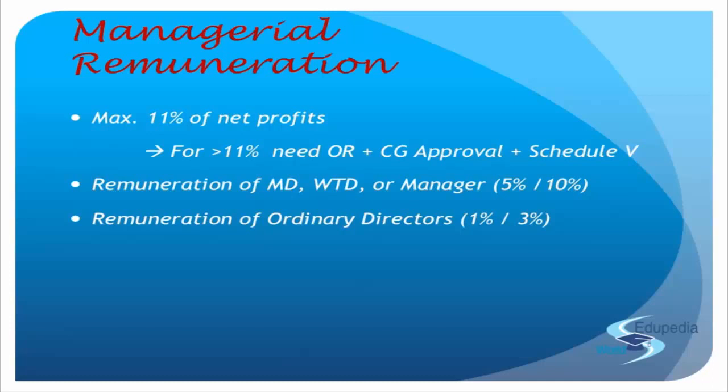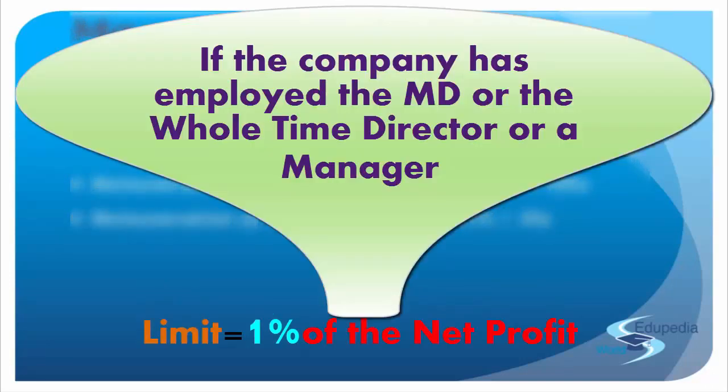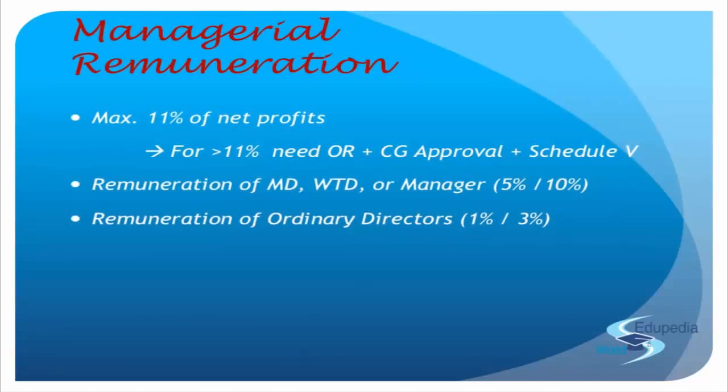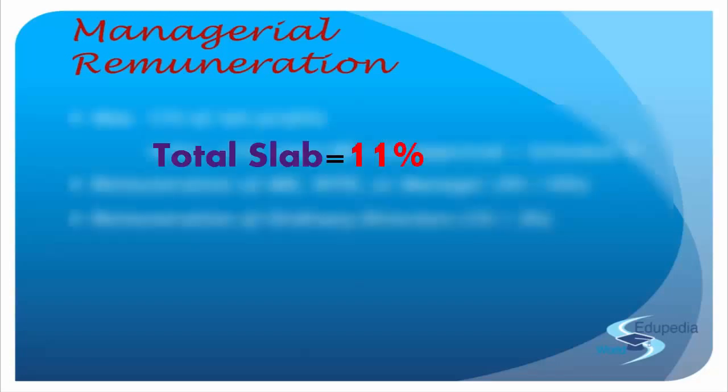So when you talk about remuneration of ordinary directors, except with the approval of the members in the general meeting, the limit is 1% of net profit if the company has employed the managing director or whole-time director or a manager, right? So if any of these people are available, understand it's 11%, right? The total limit. 10% has already been given to them. What is left? 1%. So I don't think this section 197 subsection 1 second provision was required at all. But law specifies everything. Logically, total slab 11%.